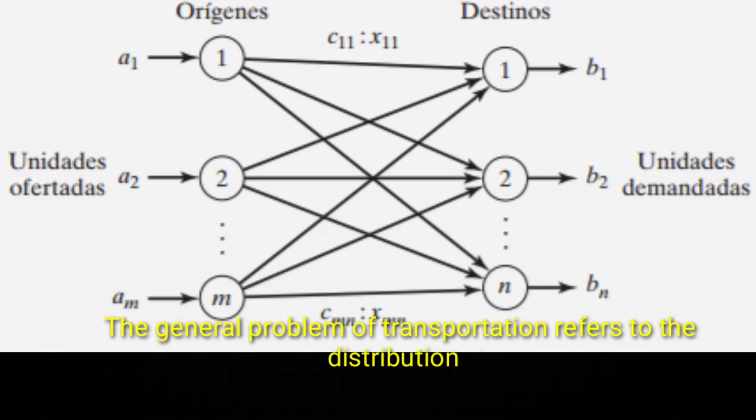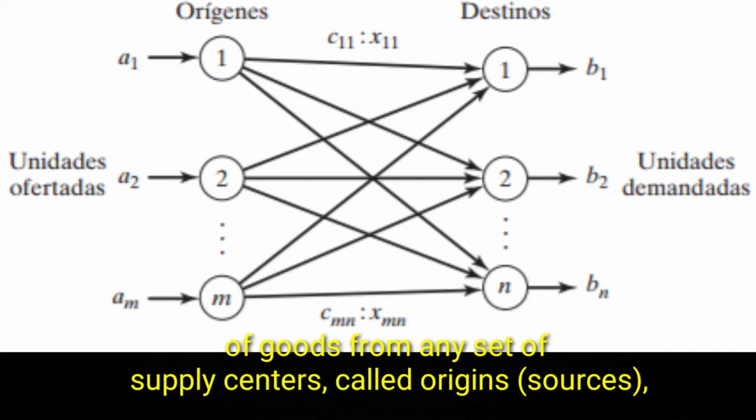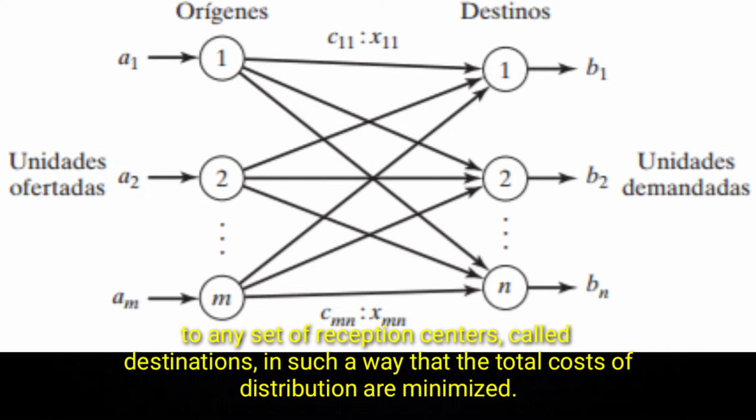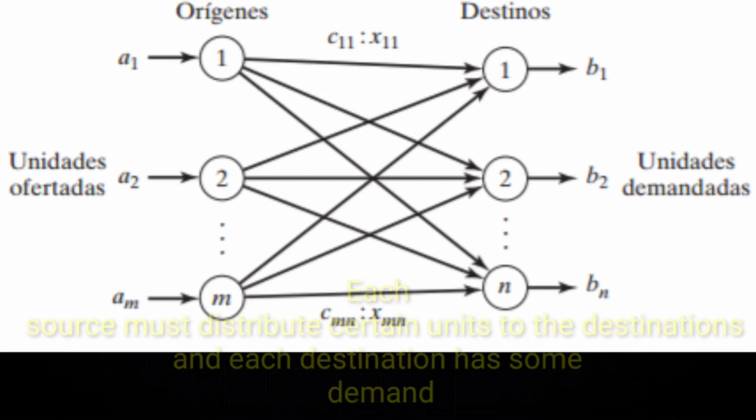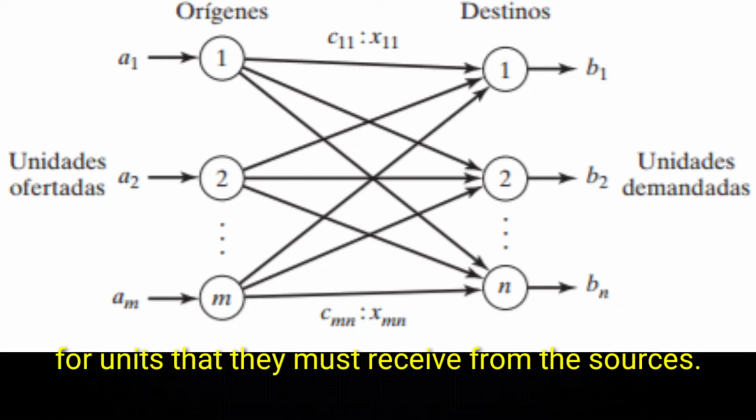The general problem of transportation refers to the distribution of goods from any set of supply centers, called origins or sources, to any set of reception centers, called destinations, in such a way that the total cost of distribution is minimized. Each source must distribute certain units to the destinations, and each destination has some demand for units that they must receive from the sources.